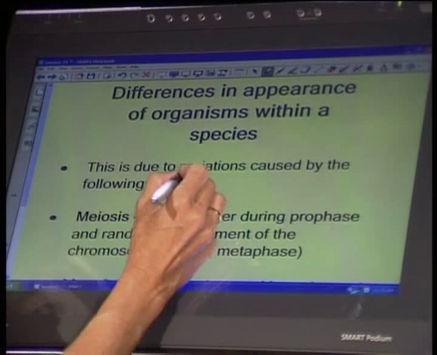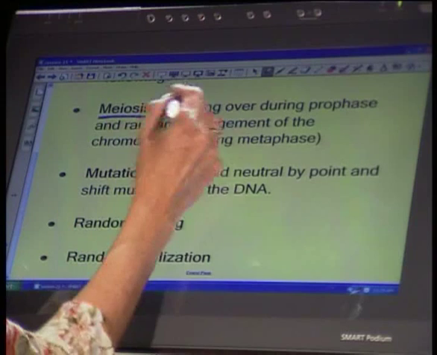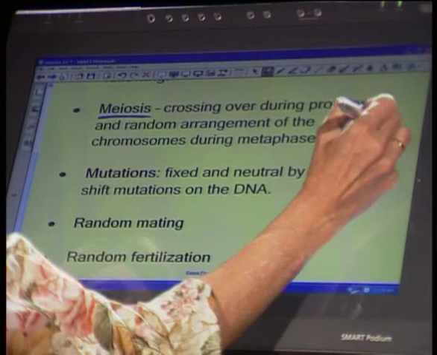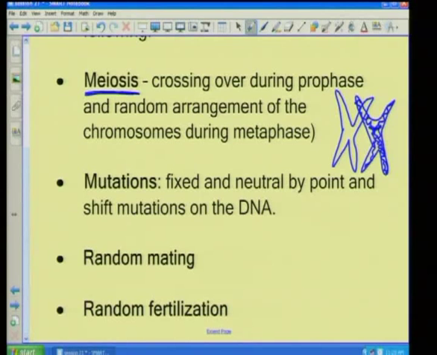Okay. Differences in appearance of organisms within a species. Now, this is something called variation, which we've gone through in the previous session. So how do we get the variation? Why is there variation? Well, we know that in meiosis, we have the crossing over phase where your chromosomes cross over. You're going to have a piece of the chromosome from your father and a piece of the chromosome from the mother, and that is going to result in a chromosome that looks like this.